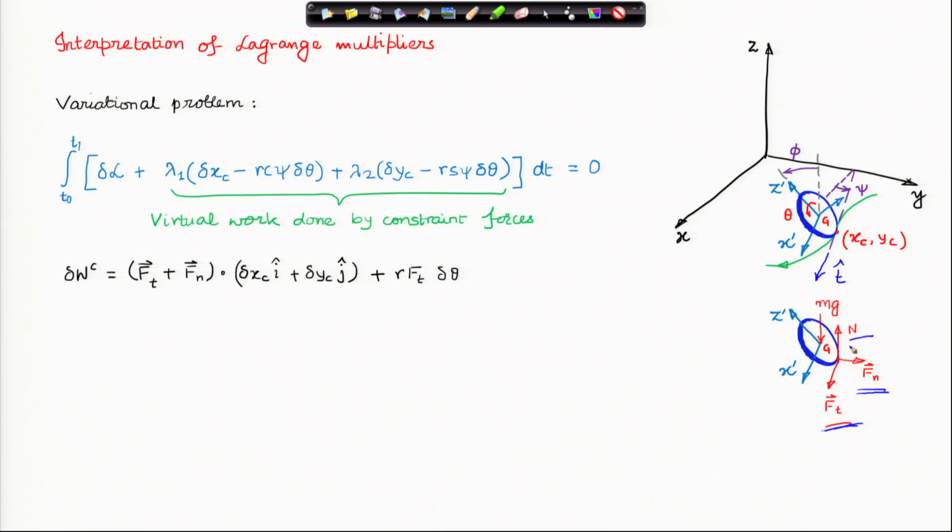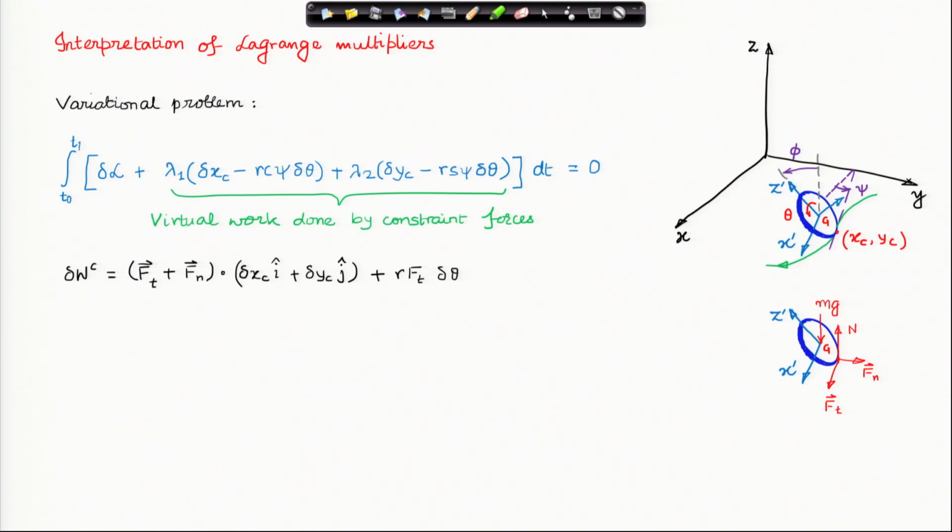And I have this normal reaction from the ground as usual, and the weight of the coin acting at the center of mass. So, these are our constraint forces, and these constraint forces therefore must be Ft plus Fn vectors dot the variation in the coordinates xc and yc, that written as a vector.